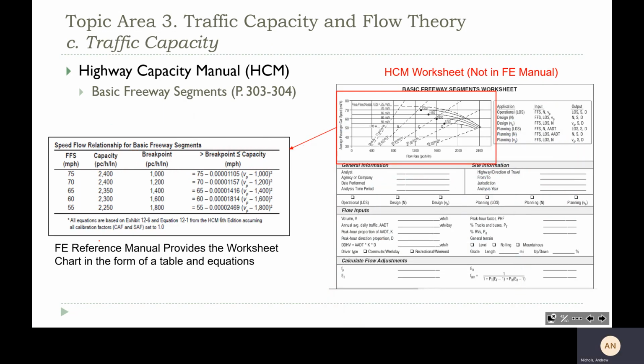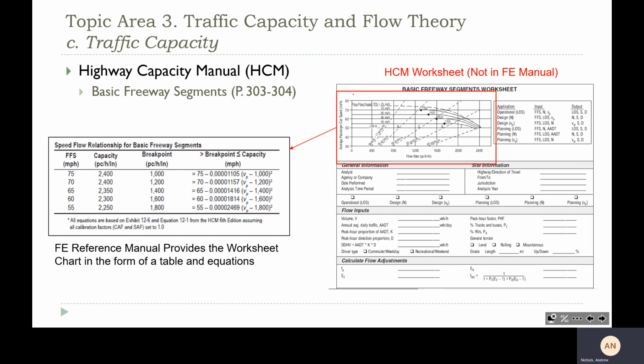All right, so moving on to traffic capacity. So the Highway Capacity Manual, I'm sure you remember from transportation class. It's a glorious, painful procedure. They only give you information on the basic freeway segments. So pages 303 and 304. If you might recall from transportation, the Highway Capacity Manual worksheet. This is not in the FE manual, but I put it in here just to hopefully jog your memory about it.